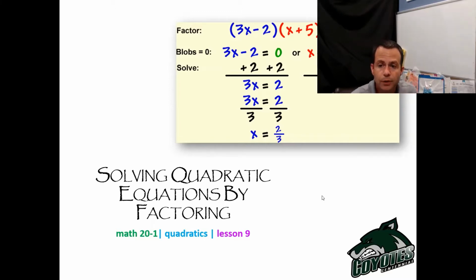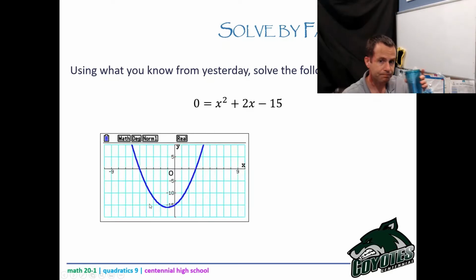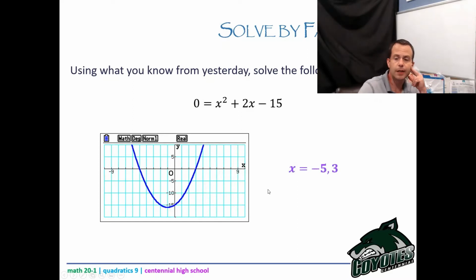To start with, we're going to use a couple of equations as a review of yesterday, and then we'll take these equations and start doing our algebraic process with them. So using what you know from yesterday, solve the following graphically. The first one is 0 equals x squared plus 2x minus 15. Go ahead and pause me, get a graph, and get the solutions. This is what your graph should have looked like, and your solution should have been x equals negative 5 and 3. Have that ready to go. We're going to compare that with some other answers in a second.